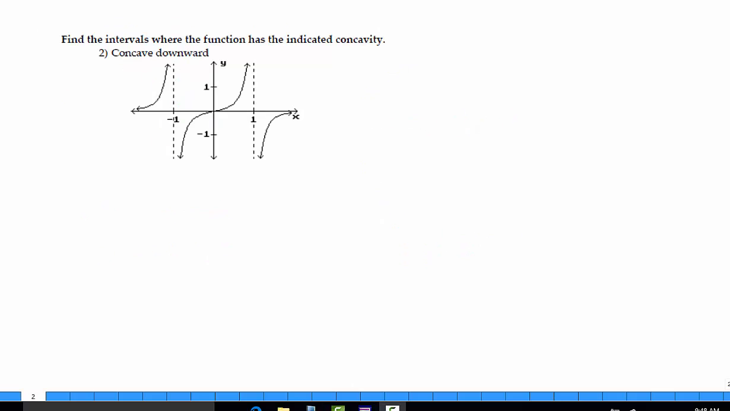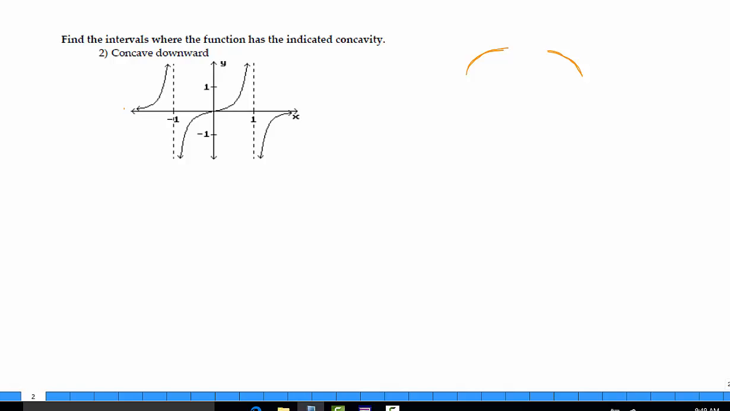Question number 2, find the intervals where the function has the indicated concavity. So we're looking for where the graph is concave downward. I'm also going to list the intervals where it's concave upward. Okay, so for concave downward, remember this is concave down, and concave down can also look like this. So this first one here, this is concave down and increasing. This is concave down and decreasing.